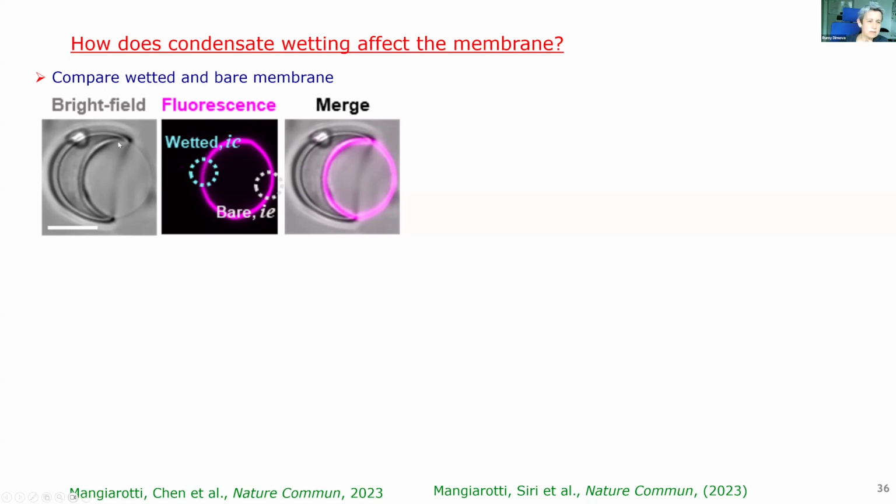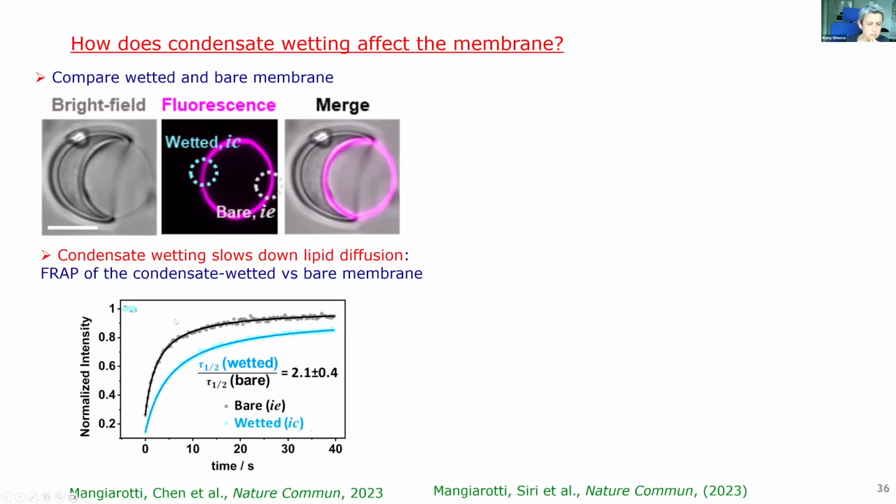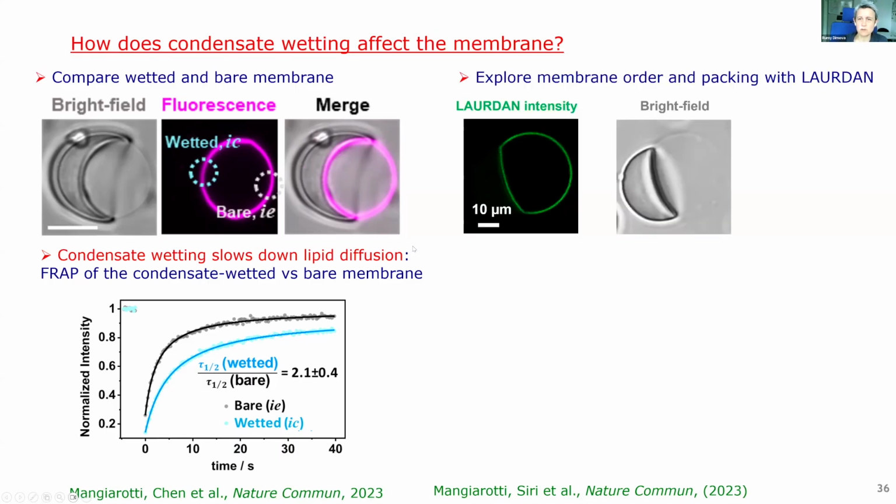When we compare, so here's a vesicle with a condensate, and if we compare the wetted part, so the piece of the membrane which is wetted by the condensate, versus the bare membrane, we see that the diffusion in the wetted part is slowed down, and we measure that with FRAP. You see here slowed down by a factor of 2. So when the condensate sticks to the membrane, it slows down the lipid movement. It also changes the packing of the lipids.